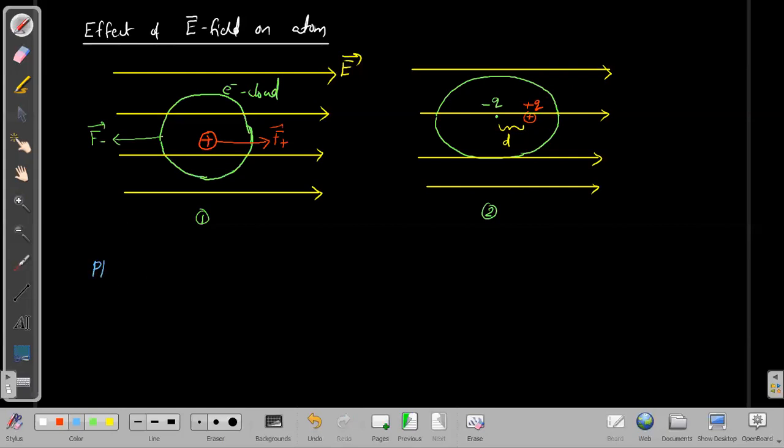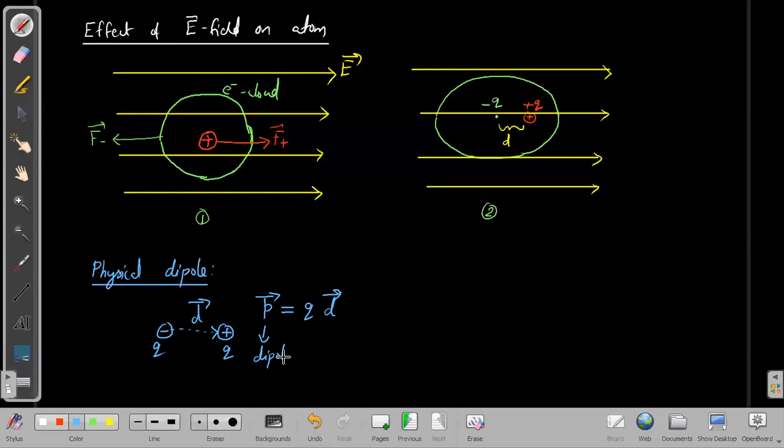Okay, I can just write here. A physical dipole: an equal amount of negative charge and positive charge separated by some distance d. Suppose this vector is vector d. Then I can define the dipole moment p, which is equal to q times d. So this p is called the dipole moment.